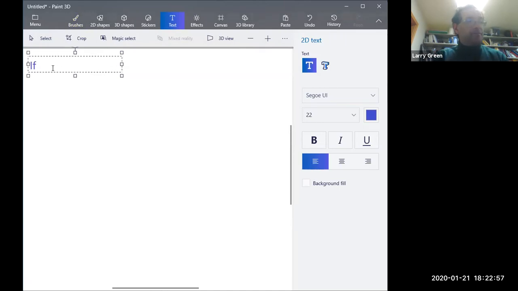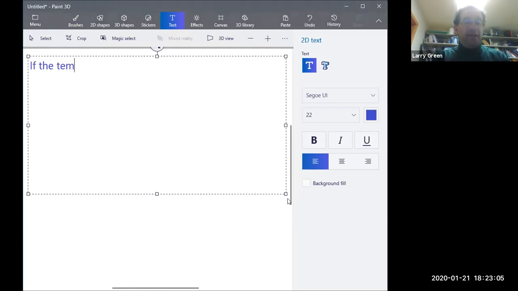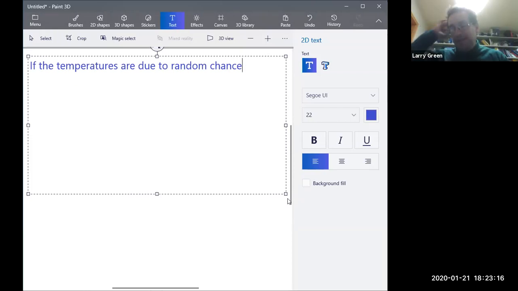If the temperatures are due to random chance, okay, so that means that we haven't changed anything recently, has nothing to do with us, and there are some politicians that'll tell you that. I won't, by the way, because we're going to take a look.